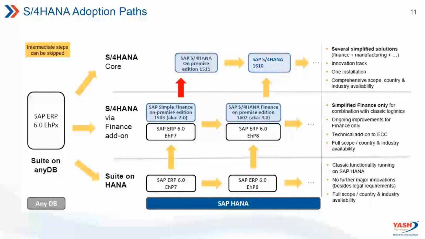So if an organization has chosen SOH as a platform, they can continue to do so, and the latest is EHP 8, with the classic functionality running with just the database replaced. SAP is not investing much in innovations there, but you have everything else running for you, running that much faster.